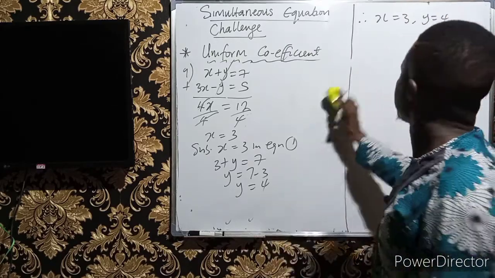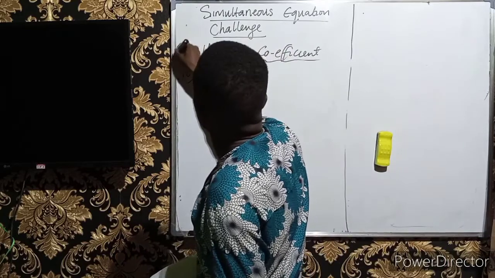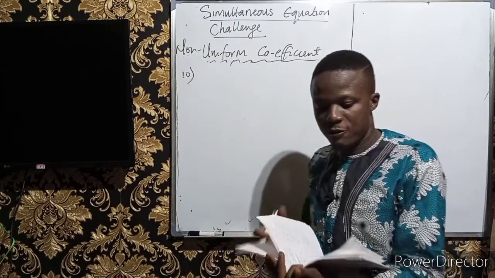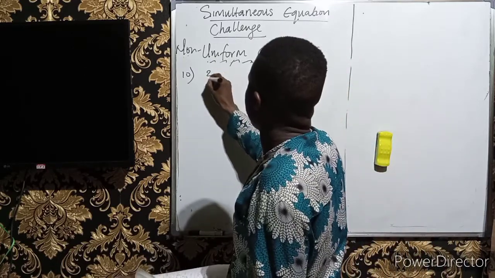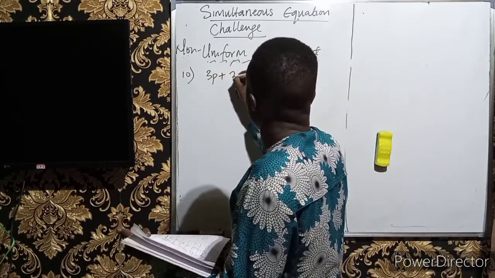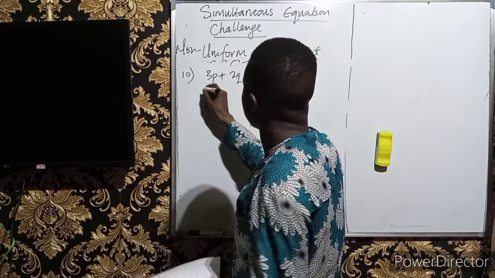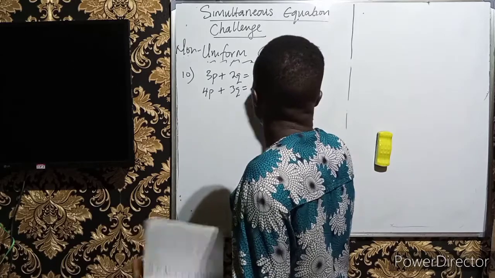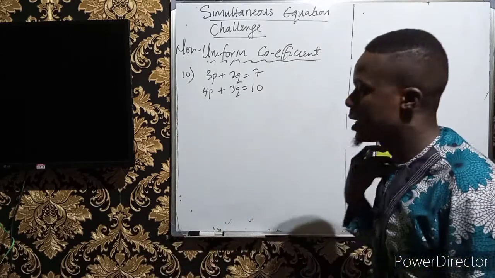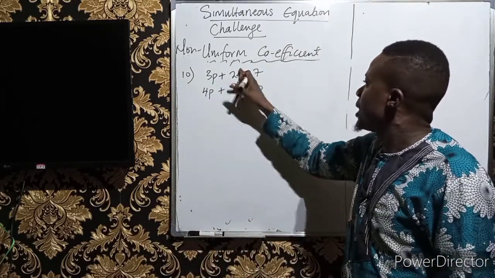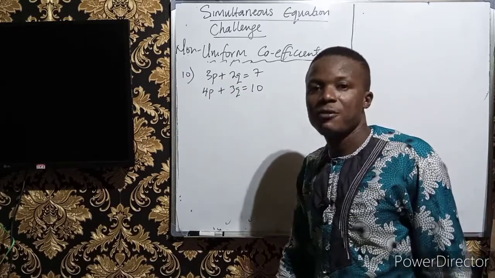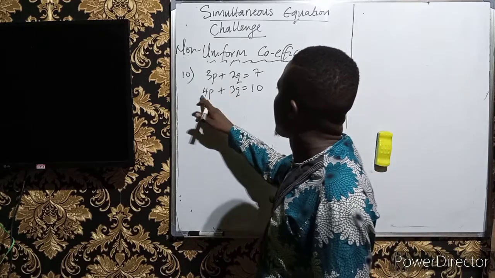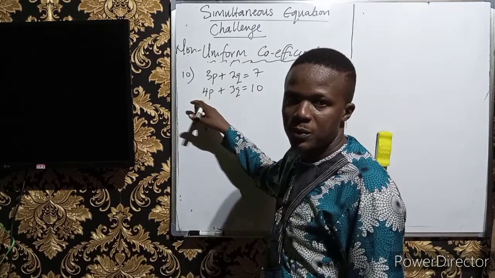Let's take another one. In this category, from number 10 now, we shall be seeing non-uniform coefficients. So we have 3p plus 2q equals 7, 4p plus 3q equals 10. So at this point, you've seen that none of the coefficients are the same. So you have to ask yourself, which one do you want to eliminate? So let's say I want to eliminate p, I have to interchange their coefficients to multiply.